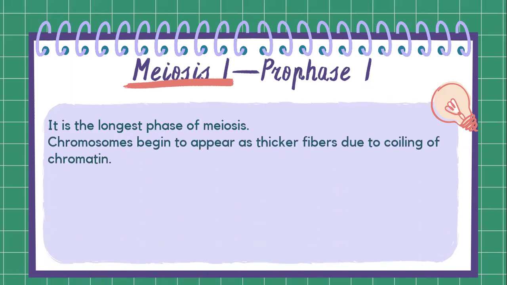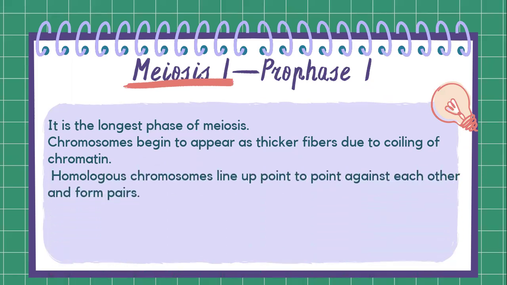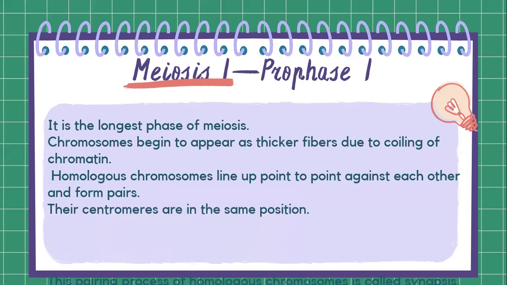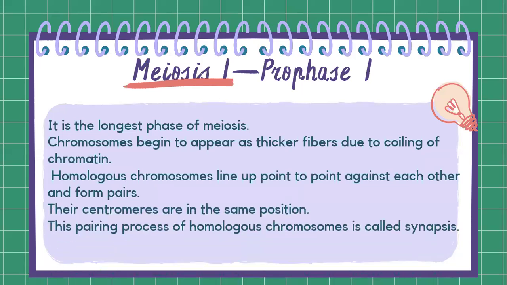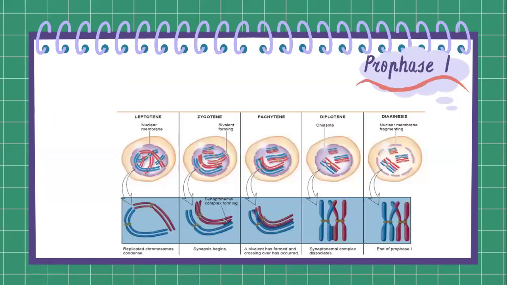Chromosomes begin to appear as thicker fibers, which we call condensation of the chromosomes. After condensation, chromosomes will line up to pair up with each other, which is called synapsis. And the pairing process of homologous chromosomes is called synapsis. And each pair is called a bivalent. That means two chromosomes with their duplicated copies is called a bivalent, or we also call it a tetrad. This is the whole process of prophase one.